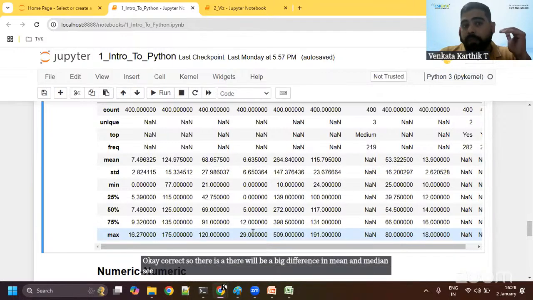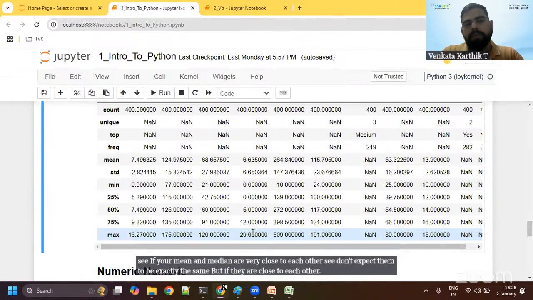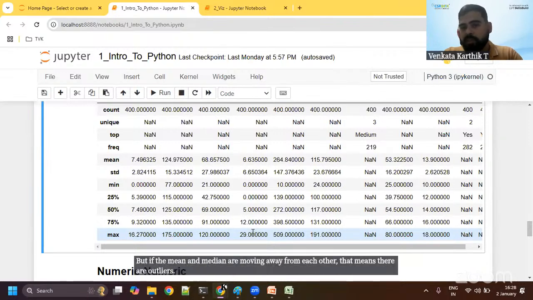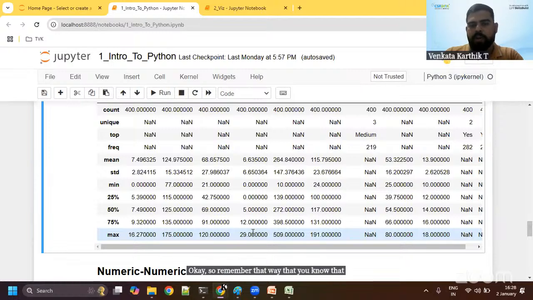See, if your mean and median are very close to each other, don't expect them to be exactly the same, but if they are close to each other, then it means that they do not have many outliers. But if the mean and median are moving away from each other, that means there are outliers. Okay. So remember that is how you know that there are outliers in your data.